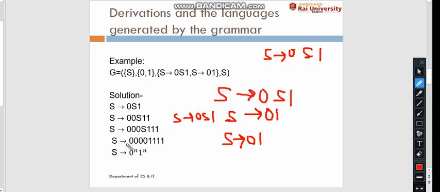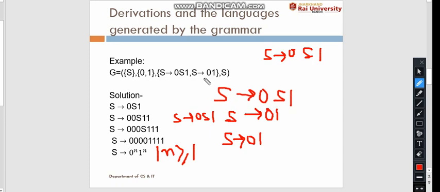Now what we see is that the number of 0s and the number of 1s are the same. If we have 4 zeros then 4 ones. If we take this value up to n, it means we will have n zeros and n ones. So in summary we can write S produces 0 to the power n, 1 to the power n, where n is greater than or equal to 1. So this is the language which is produced by the given grammar.